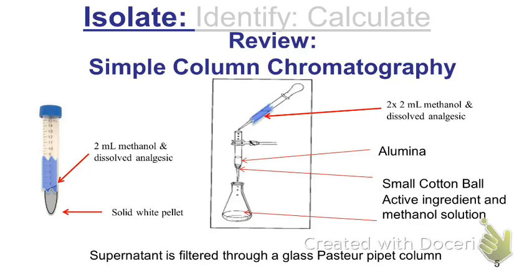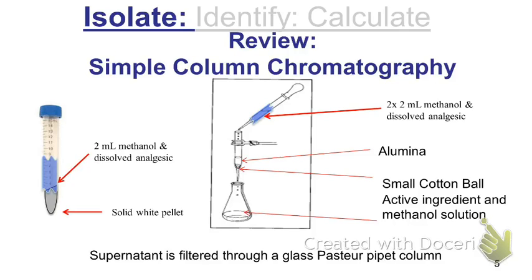Why might we do this twice? There's no column at this point. This is still in the centrifuge tube. Why would I add methanol and shake it up twice? What's that? Yeah, we're just trying to maximize the yield of the product coming out of the capsule. Okay? So we just want to do that twice to make sure we get as much as we can out.